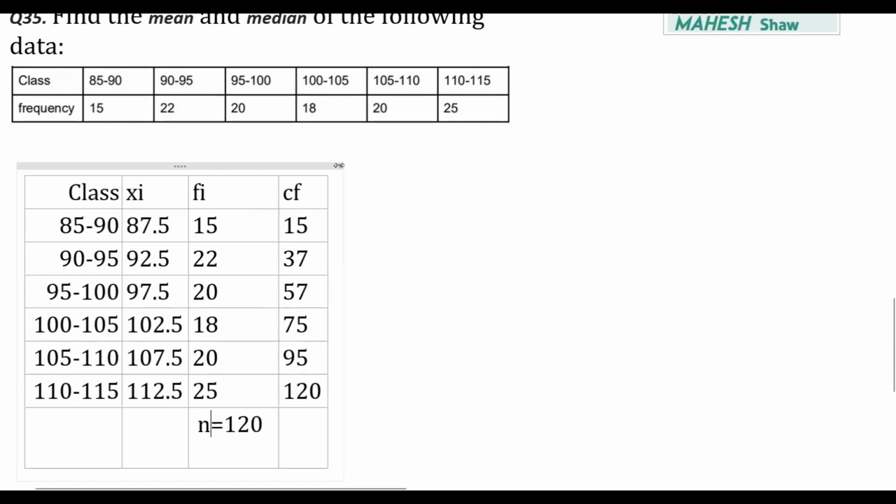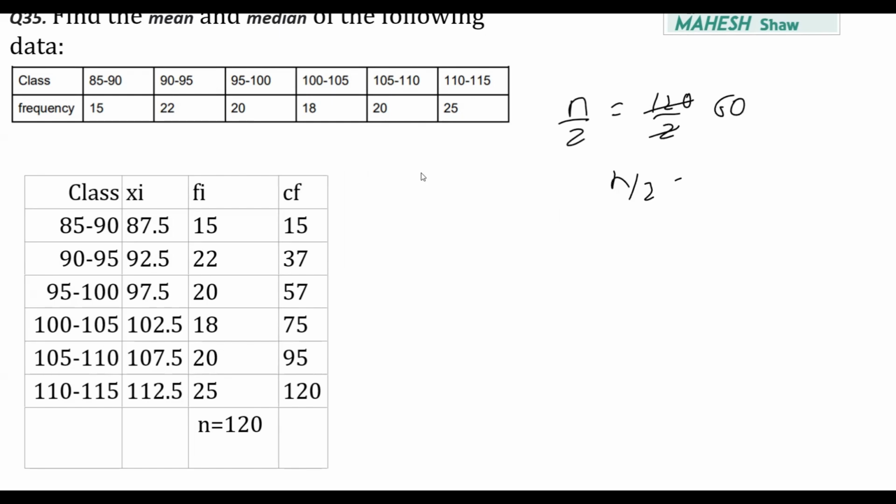Okay, once we have calculated this, we will be finding the median. Before we find the median, we need a median class. To calculate the median class, we need n over 2, and n is 120 divided by 2, that comes out to be 60. Now you have to check 60 comes in which class. So clearly it is over there. So this is the median class.